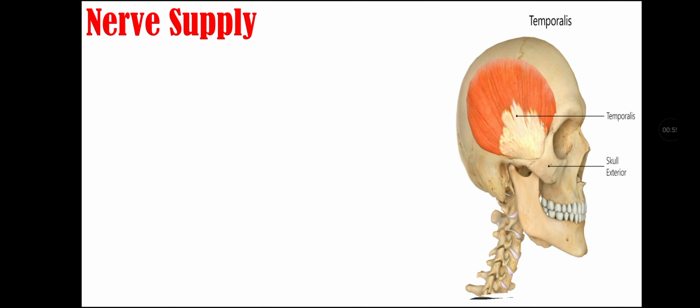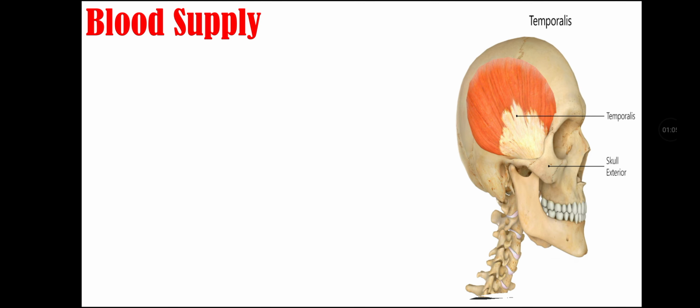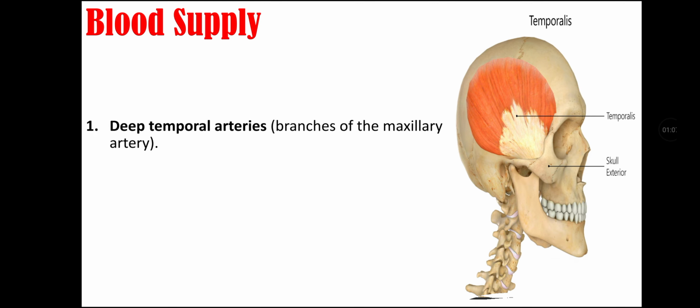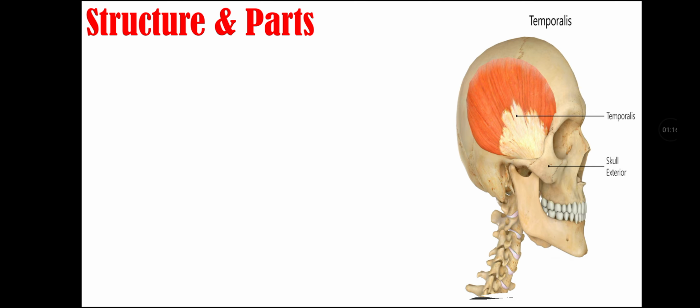Nerve supply of temporalis muscle. It is supplied by deep temporal nerves that are branches of the mandibular nerve, that is a branch of the trigeminal nerve, and that is the fifth cranial nerve. Blood supply of temporalis muscle. It is supplied by deep temporal arteries that are branches of the maxillary artery, and also by the middle temporal artery that are branches of the superficial temporal artery.